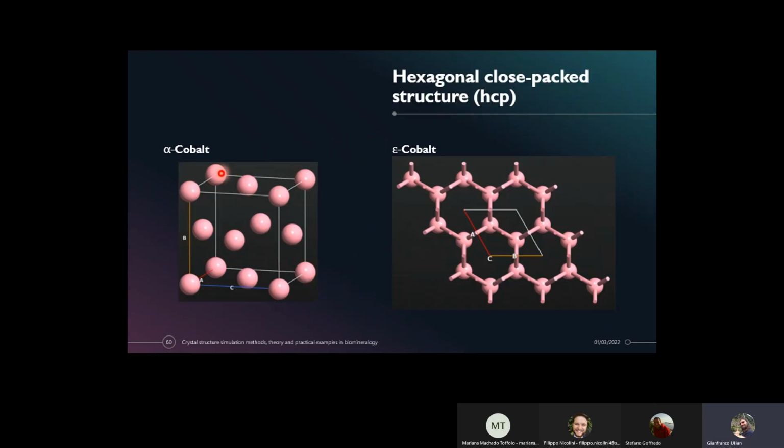A typical example is given by cobalt. Cobalt as a metal. Alpha cobalt has a face-centered cubic structure, so it has an ABC pattern of repetition of stacking of the planes of atoms, and epsilon cobalt instead has an AB structure that is hexagonal close-packed.